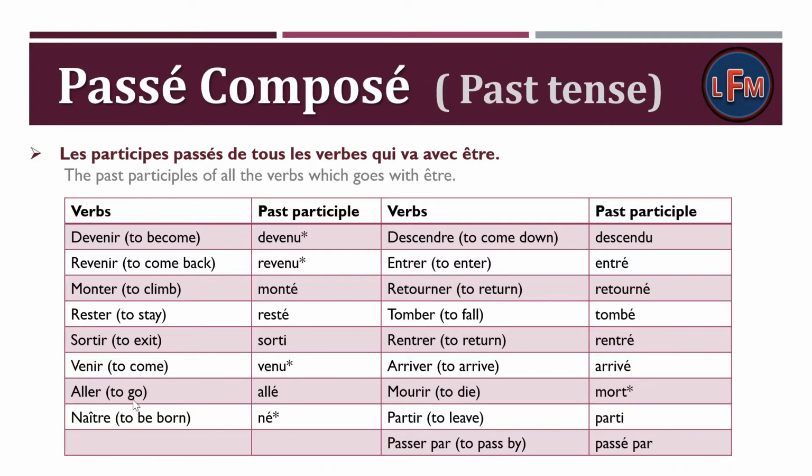Aller means to go, and the past participle of aller is allé. Naître means to be born, and the past participle is né. Descendre means to come down, and the participe passé of descendre is descendu. Entrer means to enter, entré. Retourner means to return, retourné. Tomber means to fall, and the past participle is tombé.